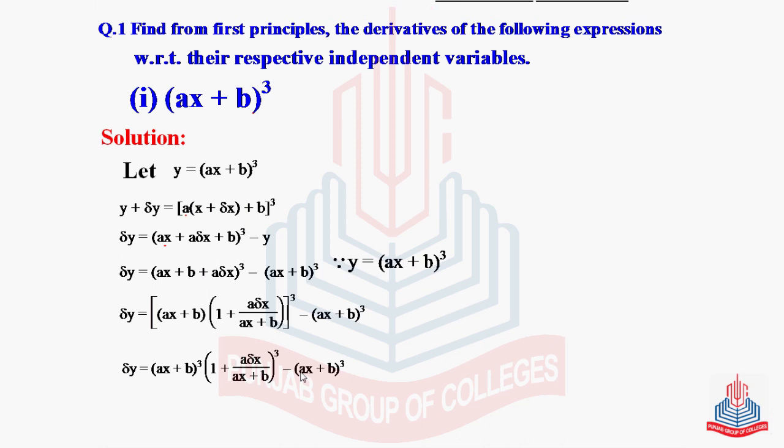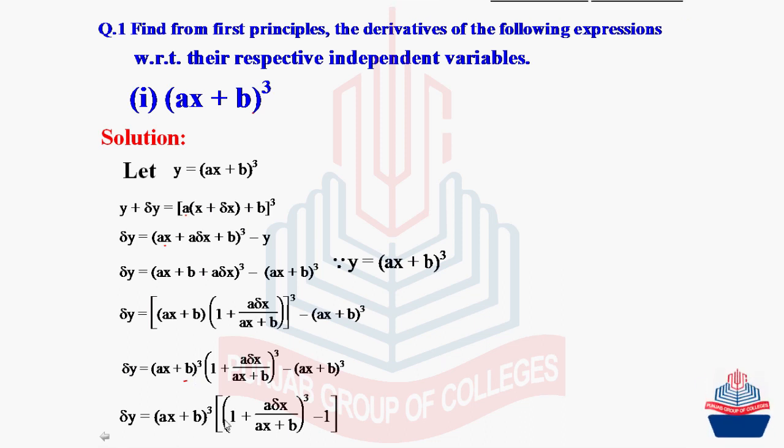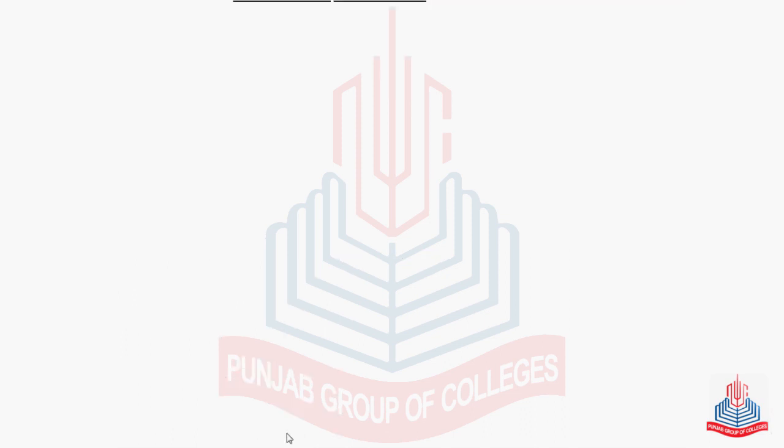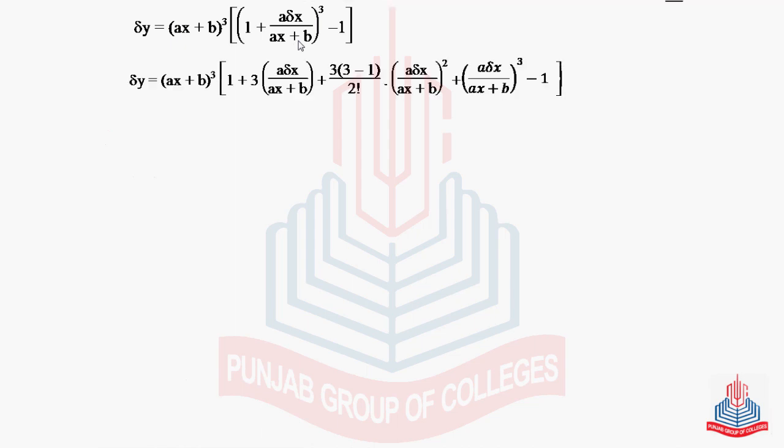Now (ax + b) cube can be taken as a common factor from both of these two terms. So delta y is equal to (ax + b) whole cube, and the remaining thing is (1 + a delta x over (ax + b)) whole cube minus 1. Now just open this cube, by taking symmetry we apply this thing with the help of binomial series formula. So delta y is equal to (ax + b) cube times [(1 + a delta x over (ax + b)) whole cube minus 1].